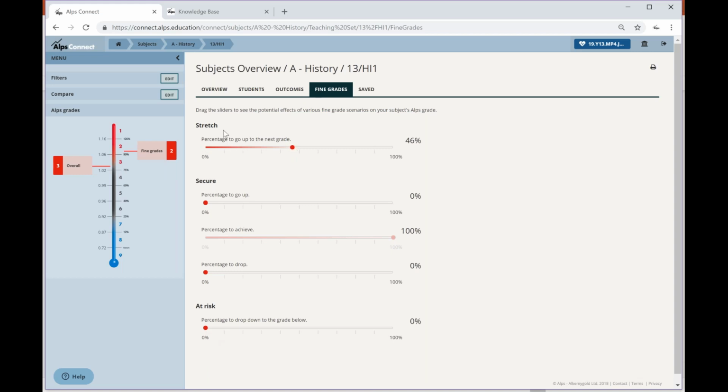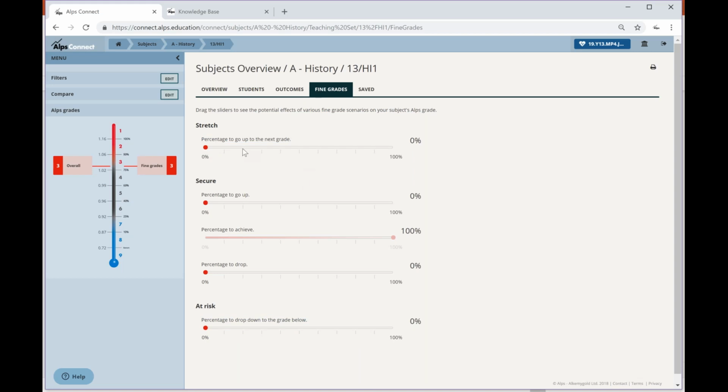46%, if I can stretch 46% of them up, what does that do to my grade? I can do one at a time. Okay, so if I put that down to 0, I can model one at a time. So if 60% of my at-risks drop, then look at where that puts me on my thermometer. Or, she says, as a non-scientist, as a scientist, sorry, I could do a cumulative one.